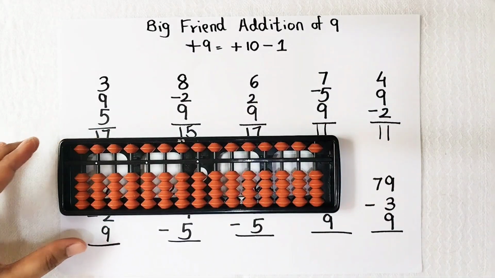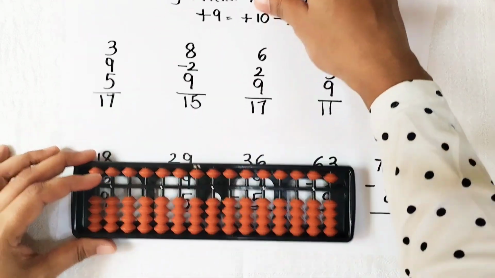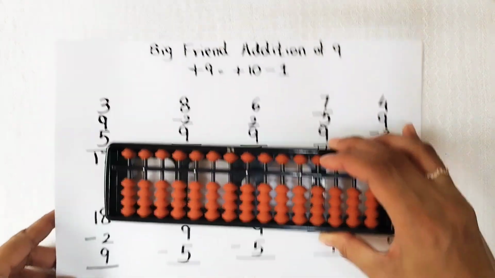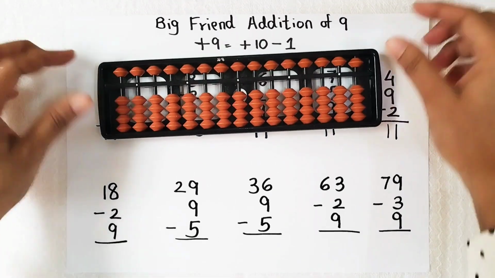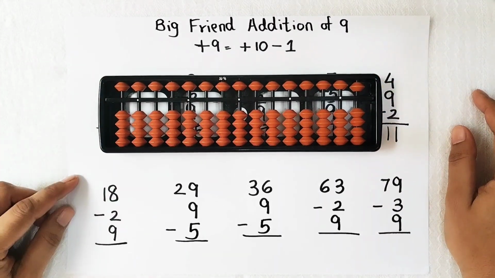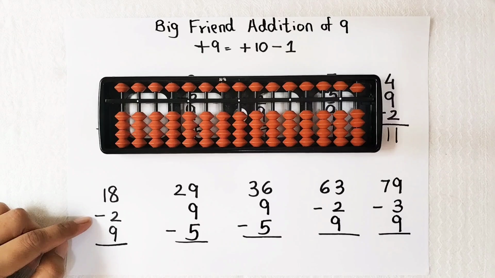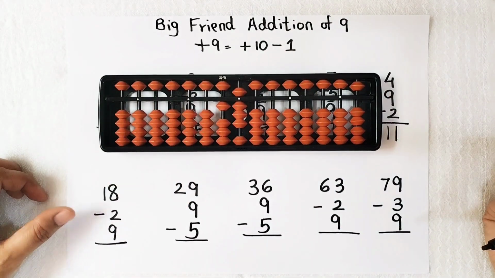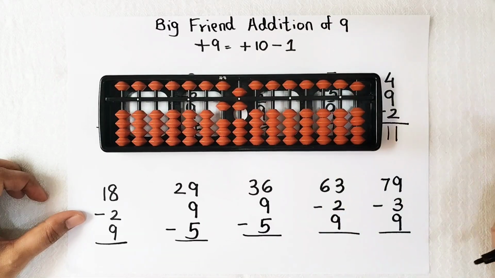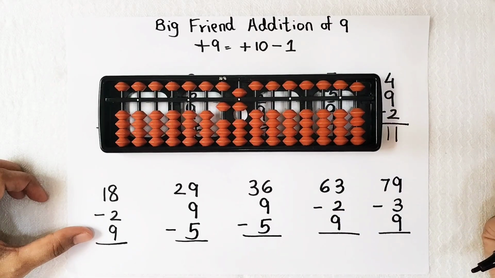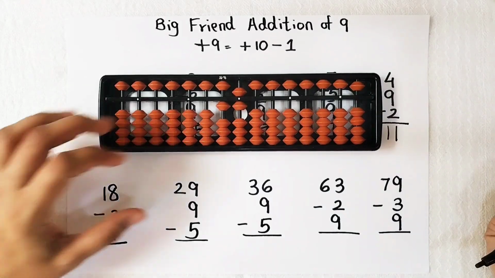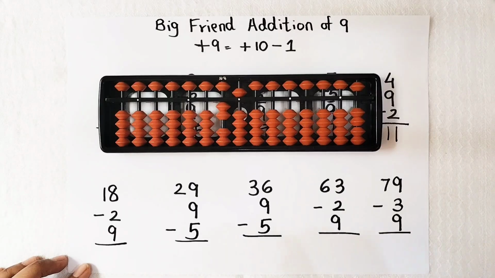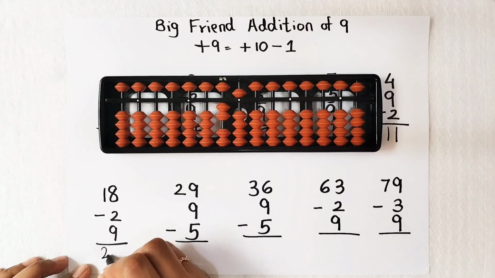Okay. Let's level up. Let's try 2-digit numbers now. First question. 18 less 2. We can do it directly. Yes. Less 2. Add 9. Again, we cannot do it directly. So, add the 10 less 1. So, my answer is 25.